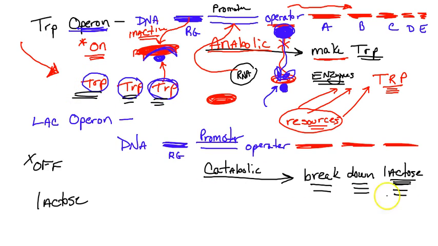In this case, because we're making the enzymes to break down lactose, this gene, we need these enzymes, of course. This gene is going to be turned off until we have lactose present. Why would we make the enzymes to break down lactose if there isn't any lactose?